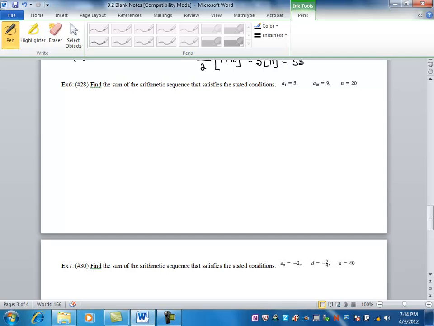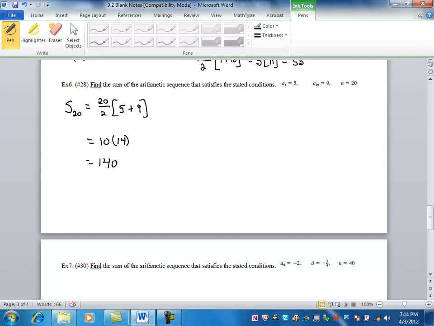Here in our next example, we want the sum of the first 20 terms, and so I'm going to take 20 divided by 2. The value of the first term is 5. The value of the 20th term is 9. 20 divided by 2 is 10 times 14. The sum of the first 20 terms is 140.